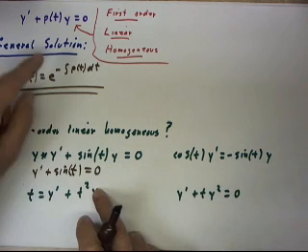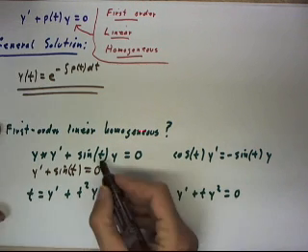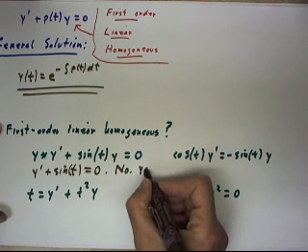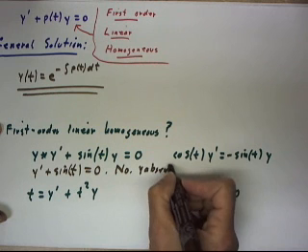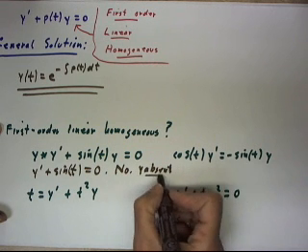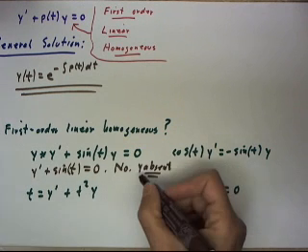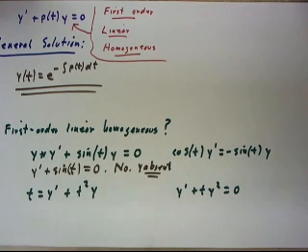So is this first order linear homogeneous? No. Our y term is absent. Looks like I wrote the word yabsent there, but it means y is absent.